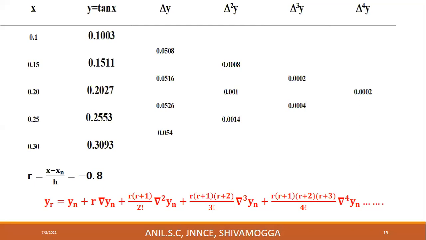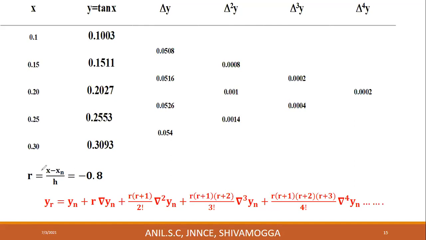Now you compare the values with which you obtained and tell me whether the values are correct or not. Correct, yes sir. Okay, then let's proceed. First, we find R. In case of backward interpolation, R is given by x minus xn divided by h.